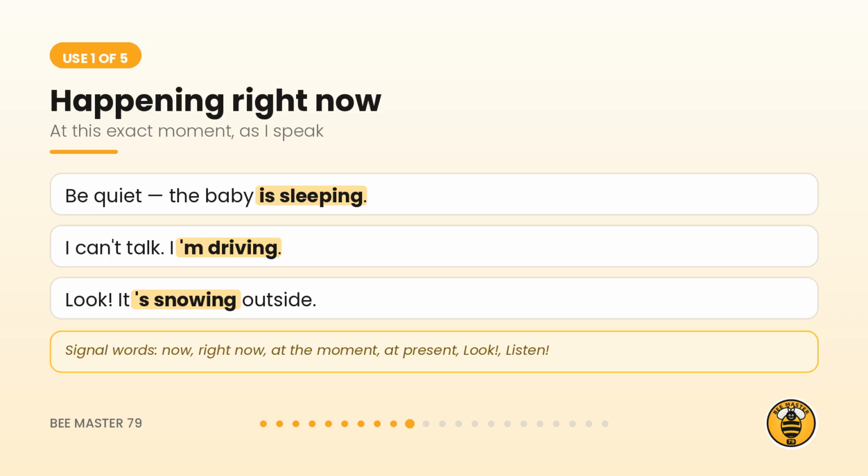Use number 1 is the one everybody learns first. Something is happening at this exact moment as I speak. Be quiet. The baby is sleeping. I can't talk. I'm driving. Look, it's snowing outside. Watch for the signal words: now, right now, at the moment, at present, and those two little attention words, look and listen, which almost always pull the present continuous after them.